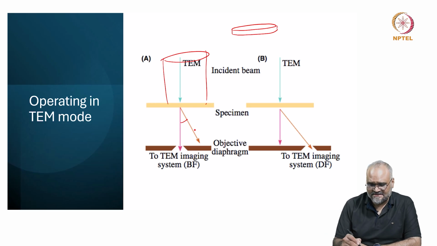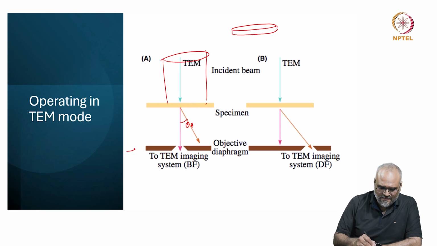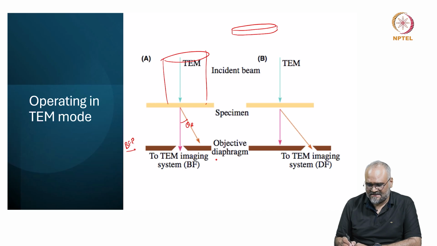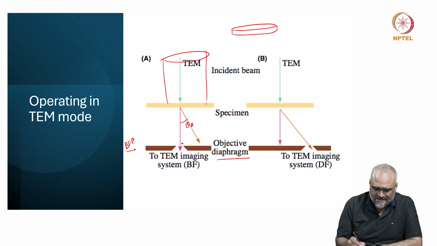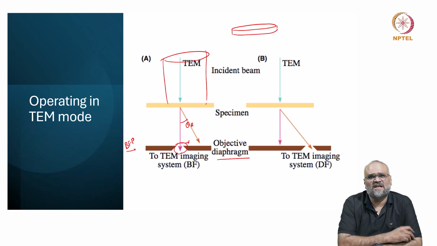Suppose it is scattered at a Bragg angle theta b, I can put in at the back focal plane of the objective lens the objective aperture or the objective diaphragm, and I can select either the central beam alone to form an image.